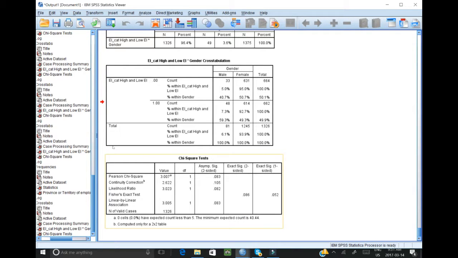Okay, and then an important little note underneath A, 0 cells have expected counts less than 5. This is important because if you have a cell that doesn't have at least 5, then it will not run properly. So that's it for now. That's a basic 2x2 table. Pretty easy to do, and I hope that gives you some instructions on how to do it.